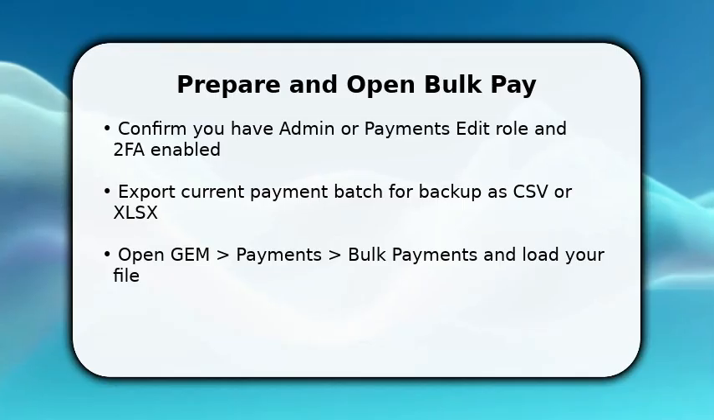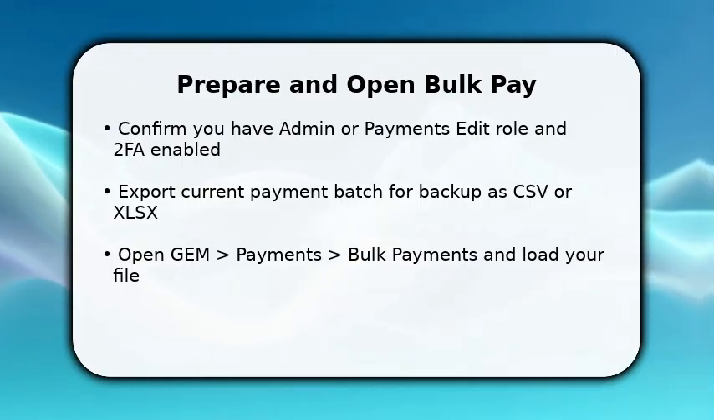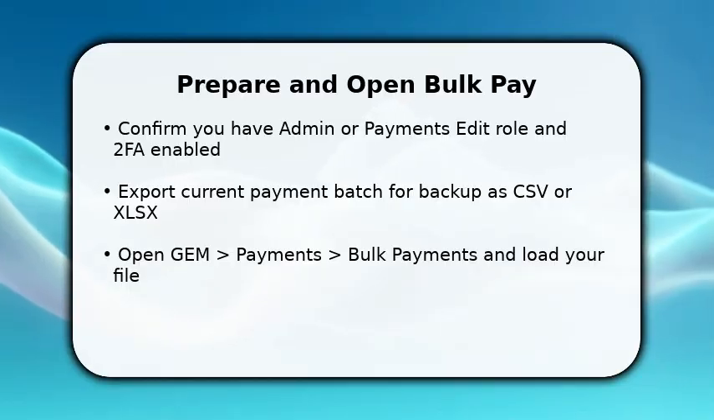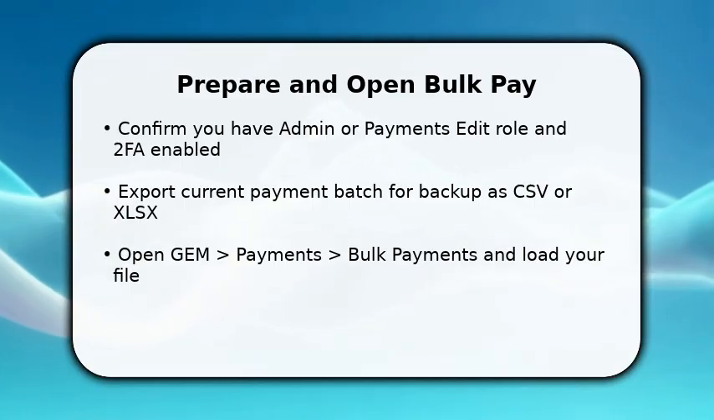You start by confirming permissions and making a quick backup export of the current batch. This protects you if edits go wrong. Once done, log into GEM, enable two-factor, and navigate to Payments Bulk Payments. Immediately upload the CSV/XLSX you intend to update.